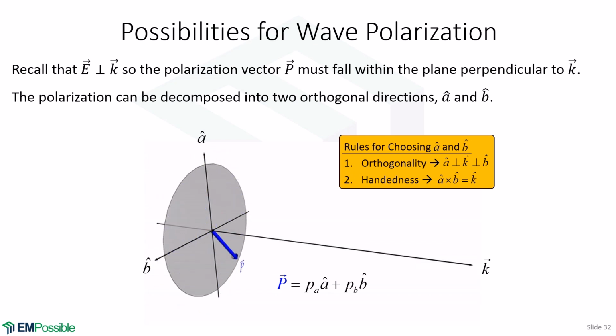Now later on, when we start talking about waves interacting with devices, the choice of A and B will actually become important. But just for a wave in outer space or in some kind of infinite medium, the choice of A and B does not matter as long as it follows these rules.